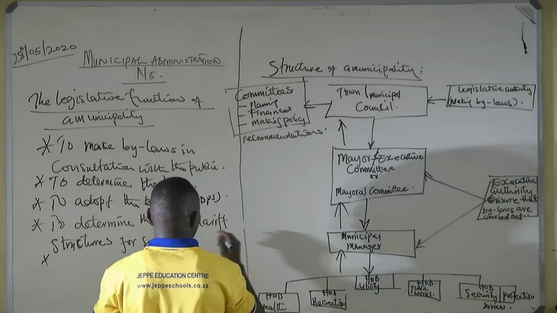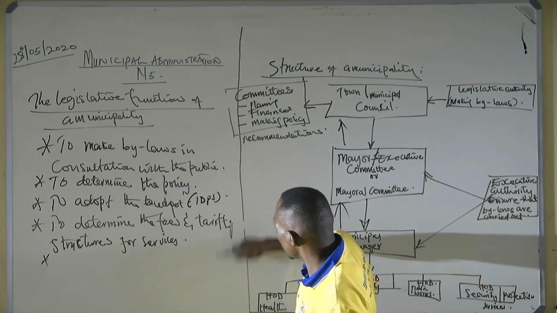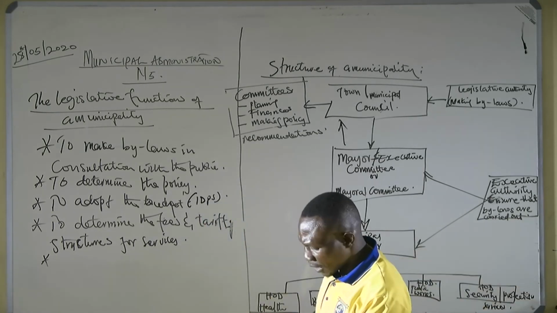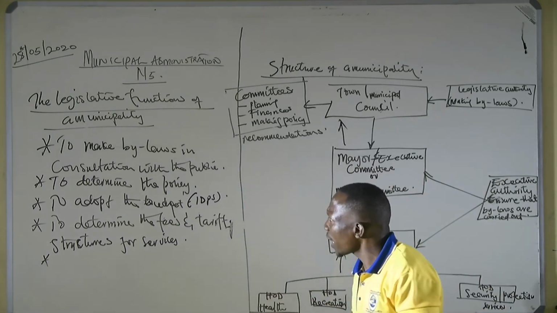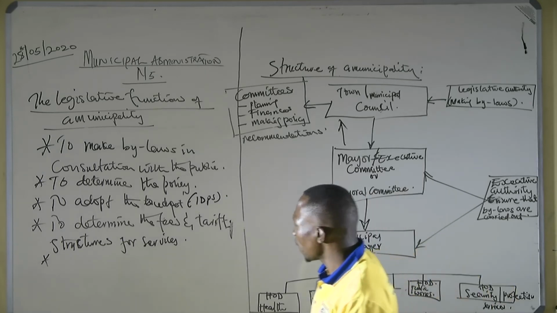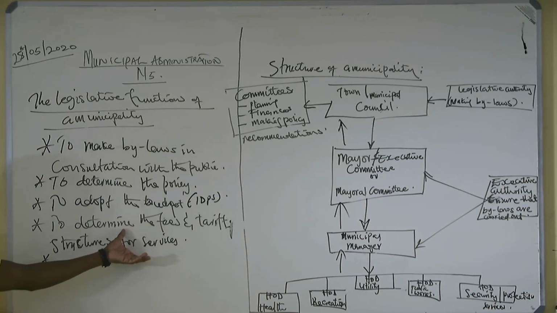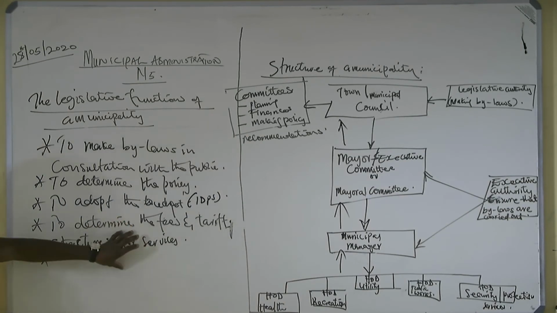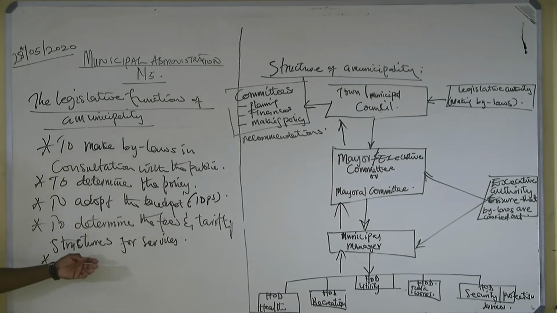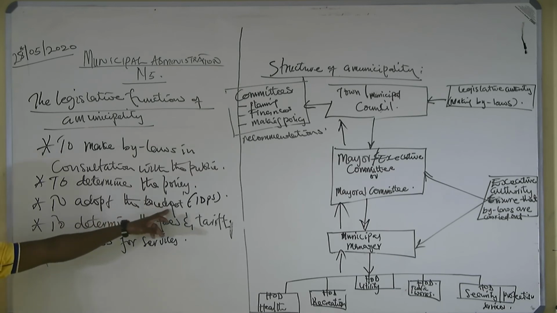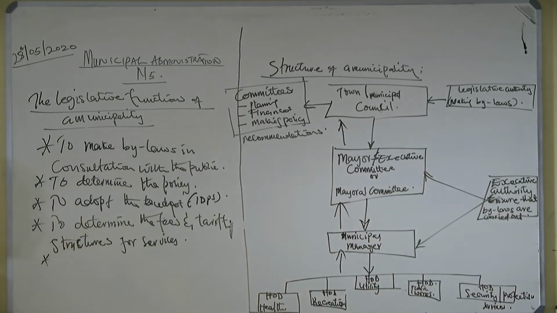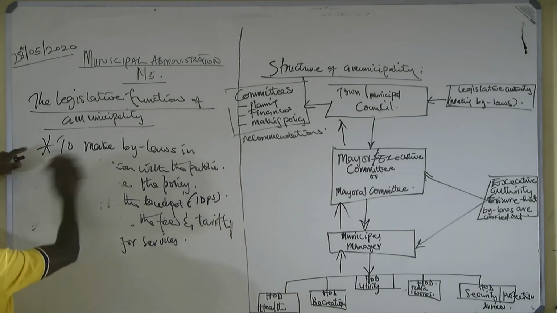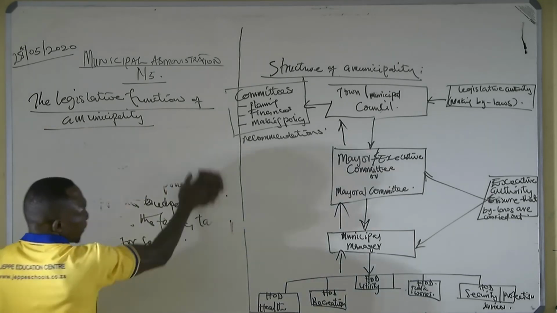And also, it is the function of the legislature within a municipality to determine the fees and also the tariff structures for services. Remember, we are going to look at characteristics of services which should be rendered to the people in their areas of influence. And we shall see that without enough finances by a municipality, services cannot be rendered, because for services to be rendered there is need for enough finance that should be budgeted to go to each one of these departments so that people acquire all the services that they need.